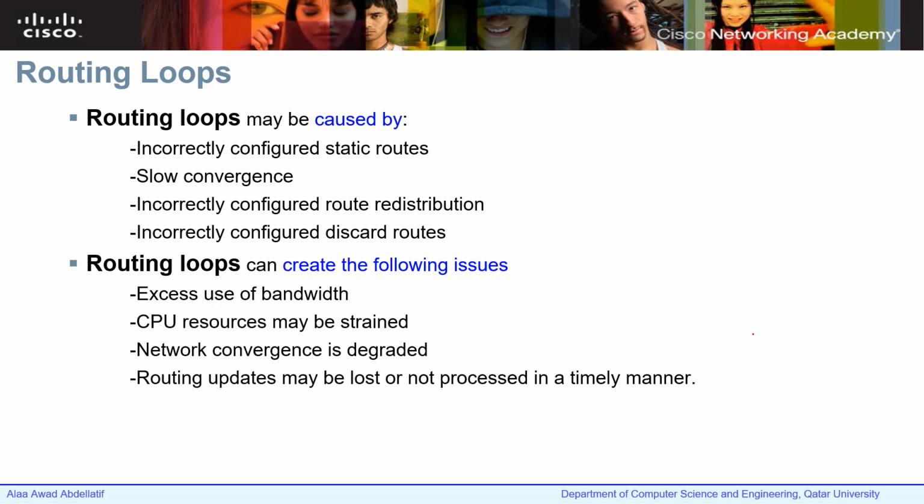It consumes also the CPU resources because I am receiving, decoding the packets and forwarding this packet again and receiving the packet again and forwarding this packet again. So it will consume also the CPU resources. It will affect the network convergence, so we may reach the convergence after a long time, and a routing update may be lost or not processed in a timely manner because there is some noise or some data exchanged very frequently in the network. This may affect exchanging routing updates and make the network slow down.